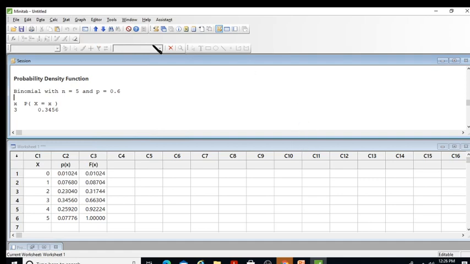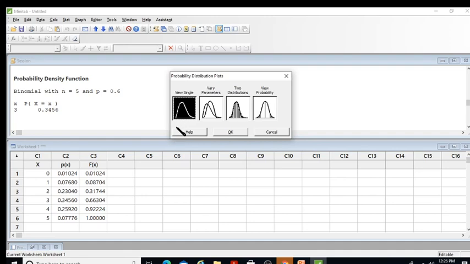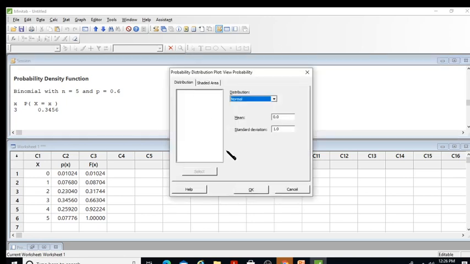Once you click on that, you will get a window, which is asking whether you want a single distribution, varying the parameters, comparing two distributions, or viewing probability. For example, I am interested in viewing the probability. So for example, I know that when x is less than or equal to 3, your probability is 0.66304. That is what I am interested in. Okay, I just click on this view probability, and then this window comes.